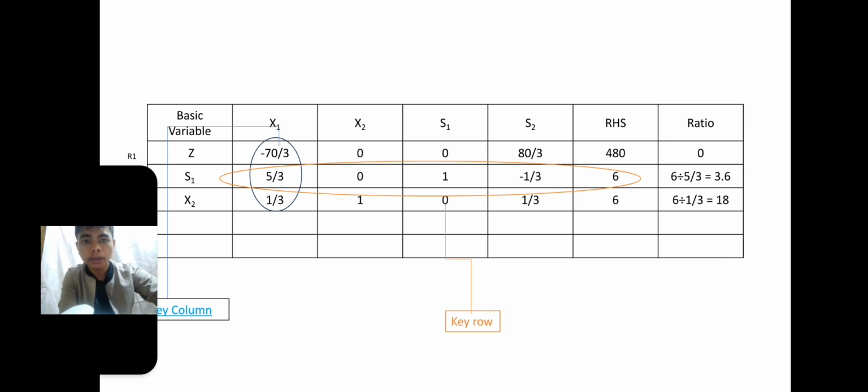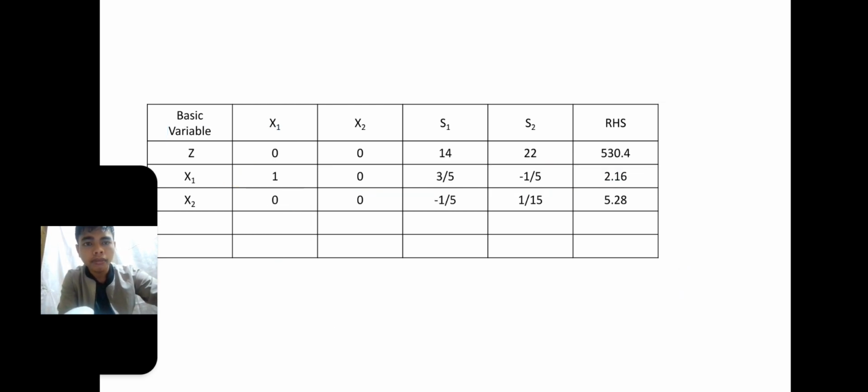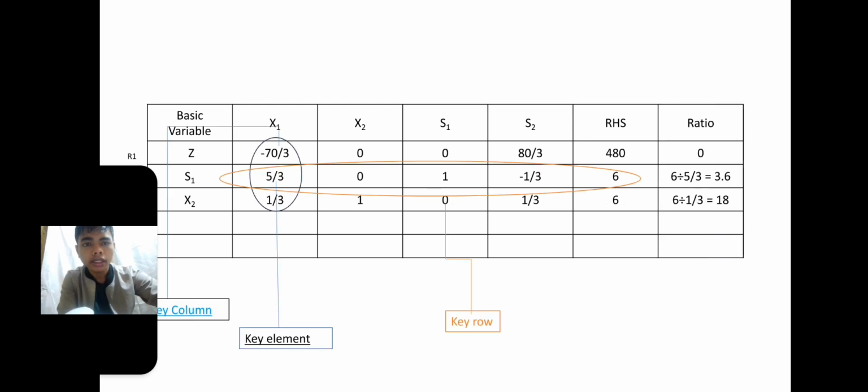And again, the one connecting both the key column and key row is the 5/3. Let's use it as the key element, and then divide the key row by the key element. Again, just go back in this video to know how to solve this below.